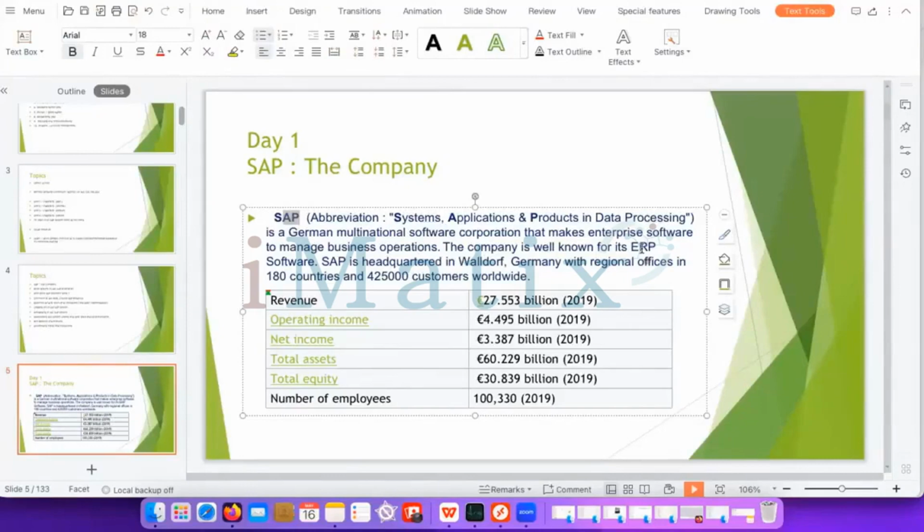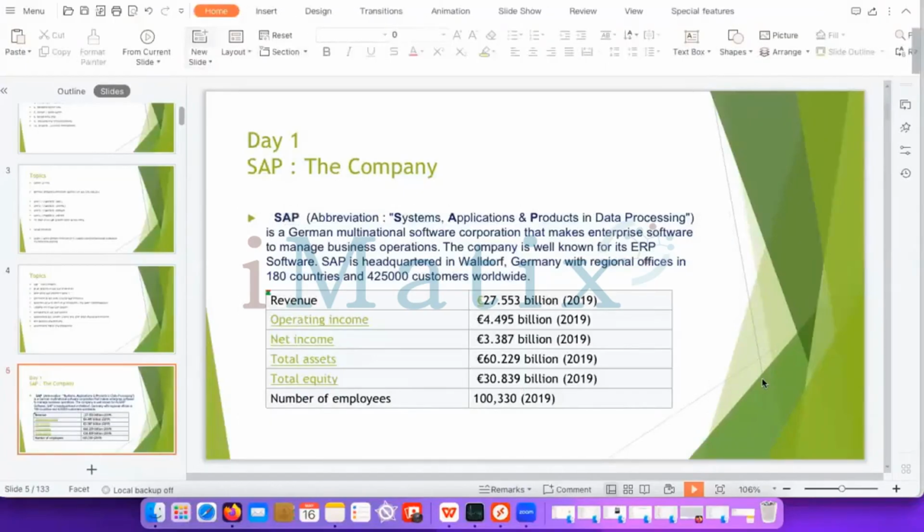The company is well known for ERP software, but SAP has thousands of softwares. SAP is headquartered in Walldorf, Germany, with regional offices in 180 countries and 425,000 customers worldwide. It's a very big company. After Microsoft and Oracle, we have SAP as a software company, with more than 100,000 employees across the globe.